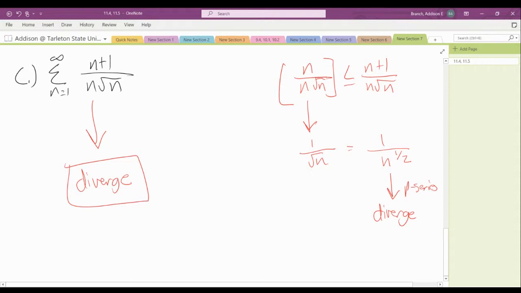So this is overall simple enough. It's just trying to find something easy to compare with. And usually with comparison tests, both with direct comparison and with limit comparison, which we're going to talk about next, the easiest thing to do is usually trying to get into a form of either a p-series or a geometric series, mainly just because those are going to be the ones that are most obvious whether or not they converge or diverge.